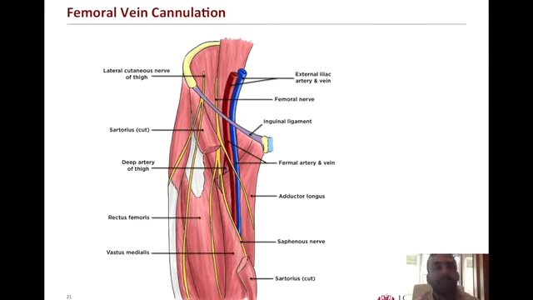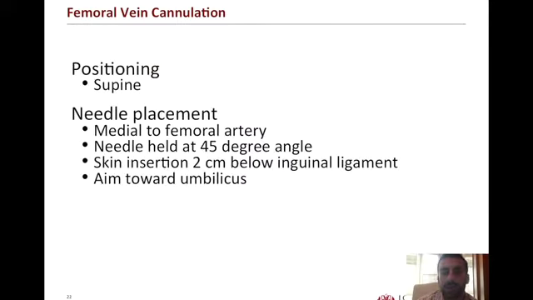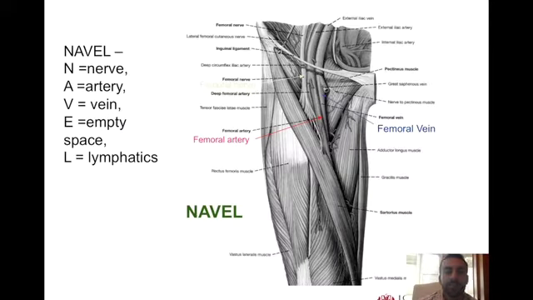Okay, now going on to femoral vein cannulation. Again, this cartoon just talks about the relative anatomy here. Very important to always remember the concept of NAVEL, meaning that the vein is in fact medial to the artery, and so ultrasound has really allowed its utility to be able to help differentiate the femoral artery from the femoral vein.